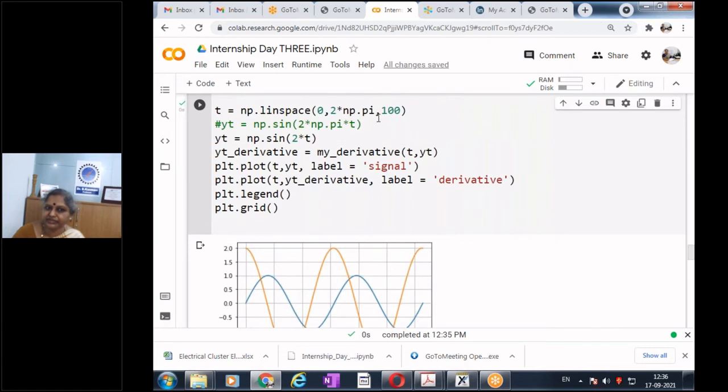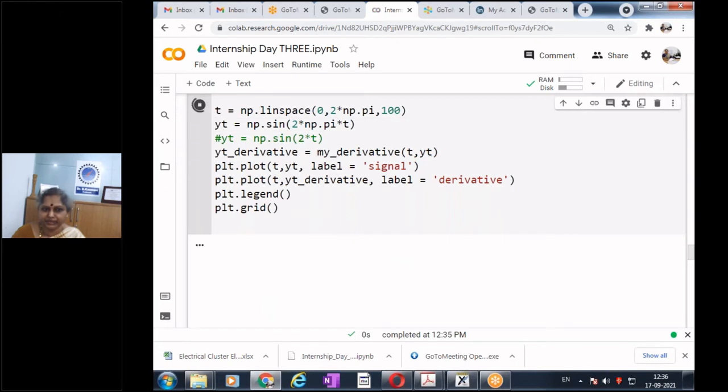Is it fine? This is the code for calling the function. Of course, it looks a little lengthy, but we have time and we have y of t. And let us run it with the other signal. Instead of this, let me run it with 2 pi t. The sine function is sine 2 pi t.